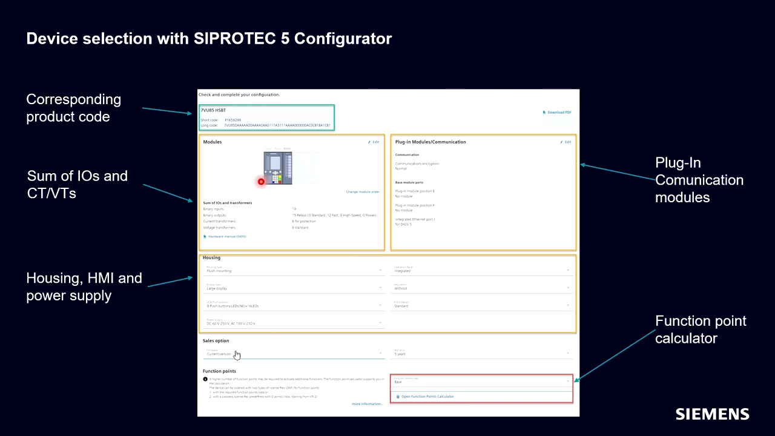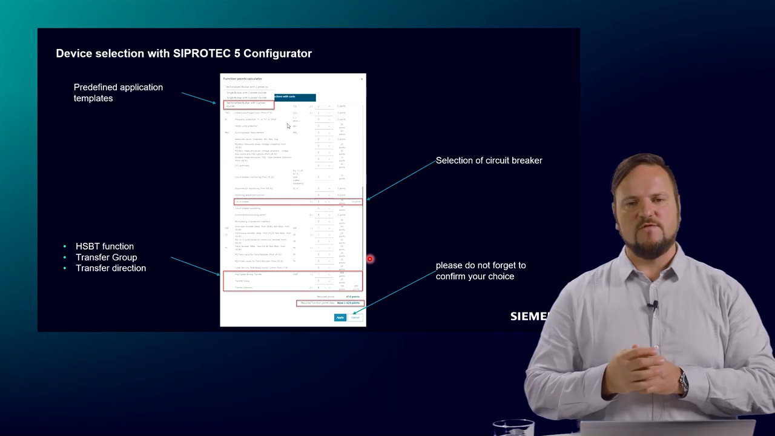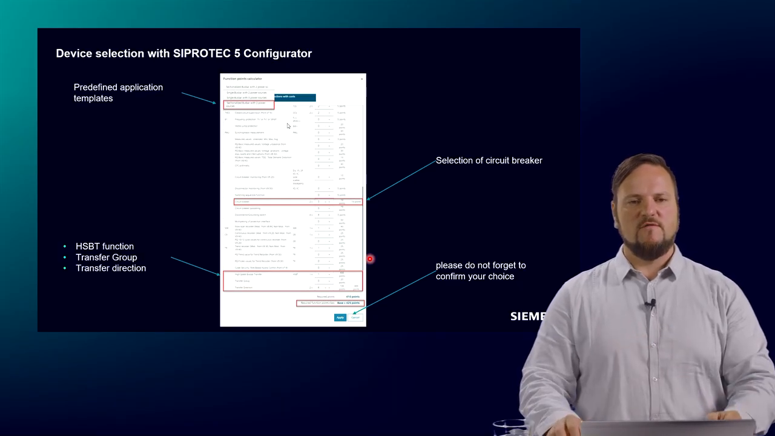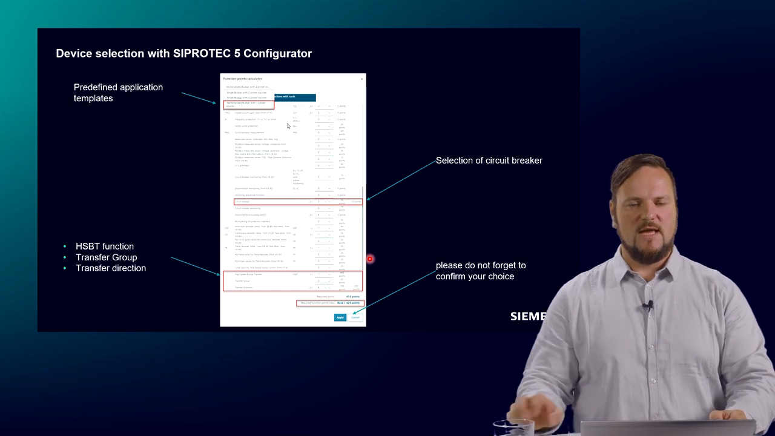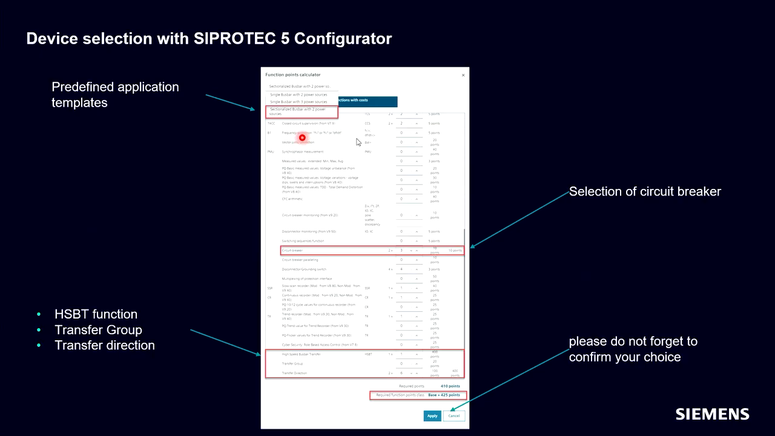This is very suitable, and we saw in some different applications that it makes absolute sense to use these push buttons. On the other hand, here we have the plug-in modules for communication, and last but not least, we have the possibility for the function point calculation, and therefore we go a little bit more into detail, because the right selection of the function point calculation is very important for the application. In the end, we have up to 5 application templates.